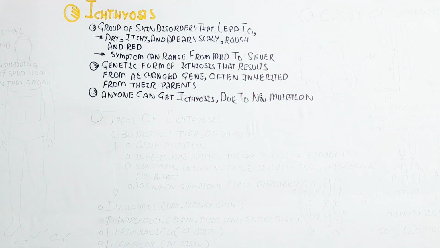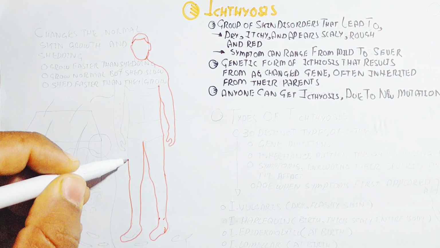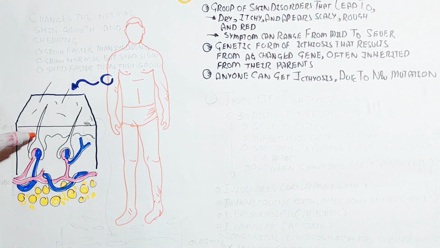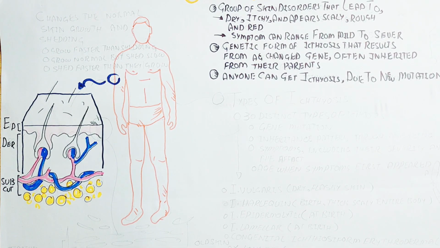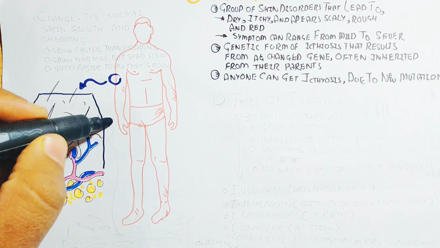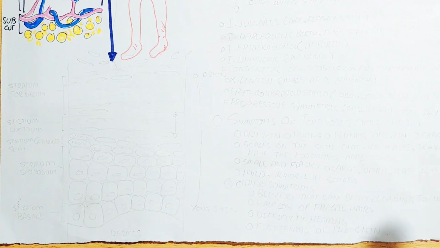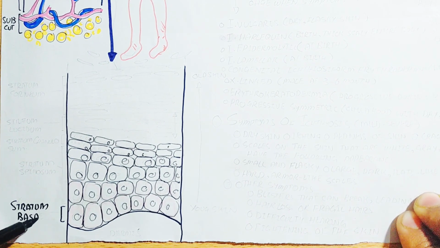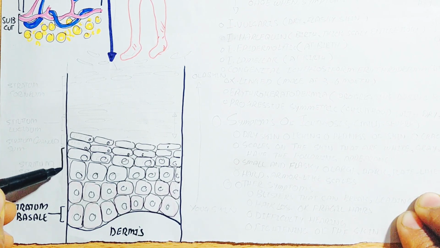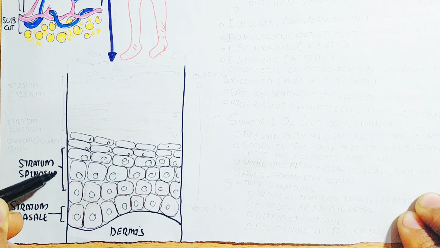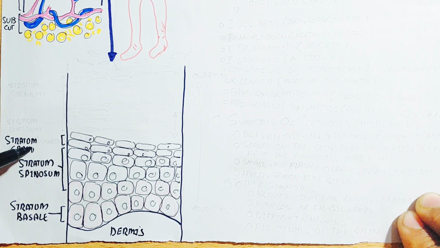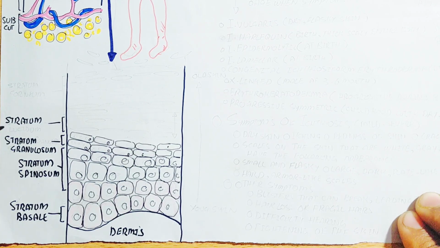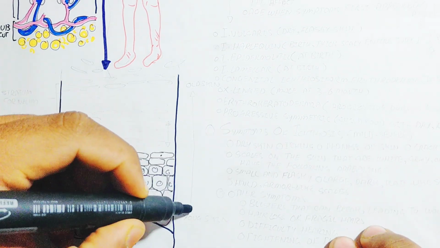Let's understand the mechanism and the structure of the skin, and we will aim to understand where the ichthyosis problem lies. So here is the skin. The skin contains the epidermis, dermis, and the subcutaneous layer, or hypodermis. Let's understand the epidermis, because ichthyosis involves the epidermis. Here is the dermis, and the upper layer is the epidermis. I am explaining the epidermal layers. The epidermis contains the stratum basale, stratum spinosum, stratum granulosum, stratum lucidum, and stratum corneum.